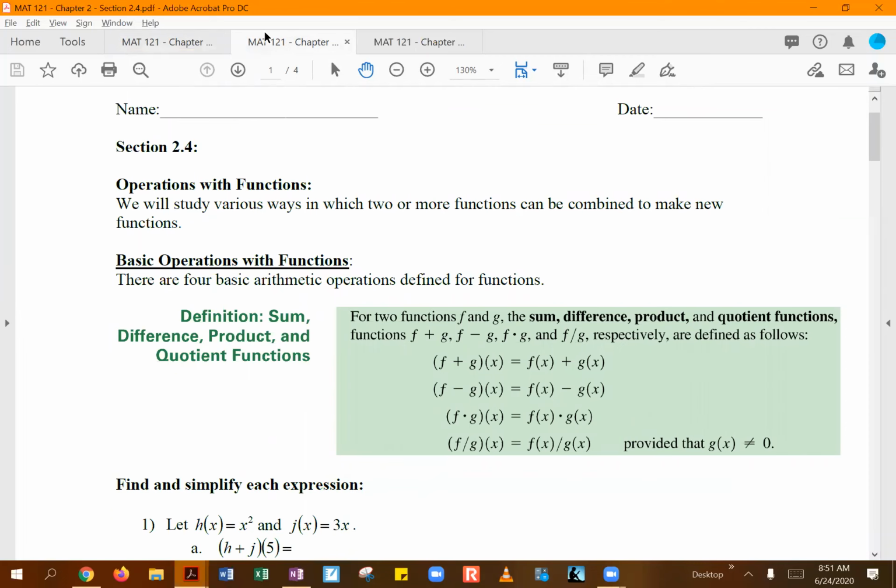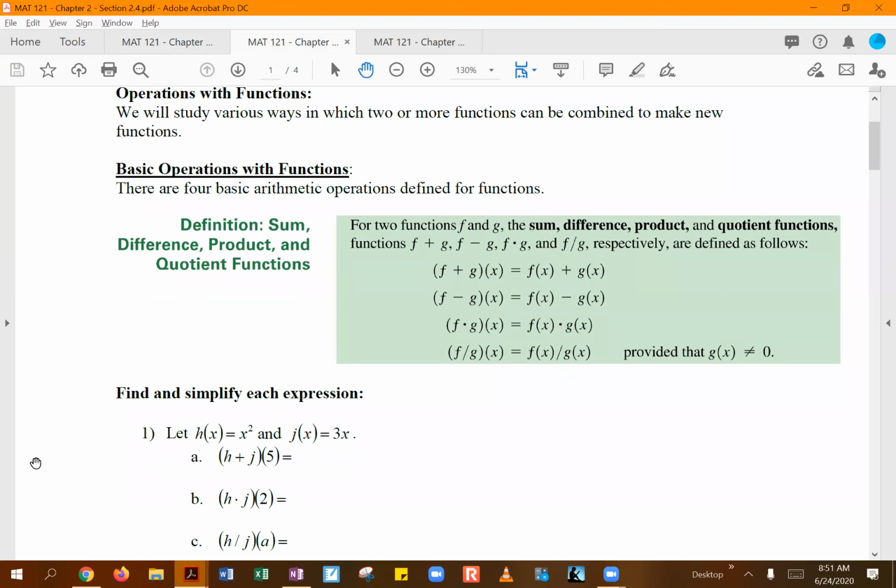So as you can see, 2.4 here, we are talking about operations with functions. So basically looking at how we can add, subtract, multiply and divide two functions or maybe even more. And we'll also talk about what we call composition of functions. So let's start with our operations over here.